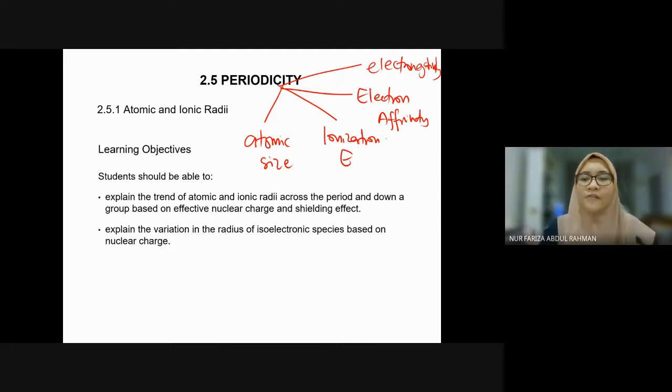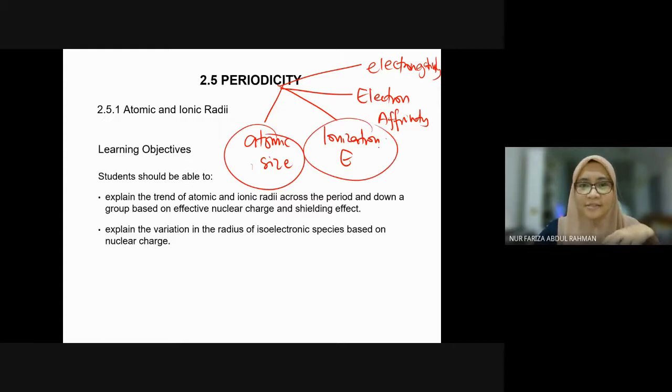Same goes for electron affinity. Electron affinity is the liking towards electrons. So across the period, does electron affinity increase or decrease? Down the group, does it increase or decrease? And same goes for electronegativity. Of course, in order to know the trend, there are factors that affect atomic size, ionization energy, electron affinity, and electronegativity. So what are the factors that you should know in order to determine this behavior?